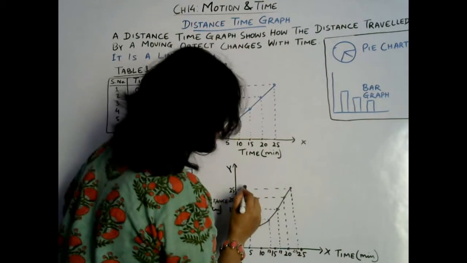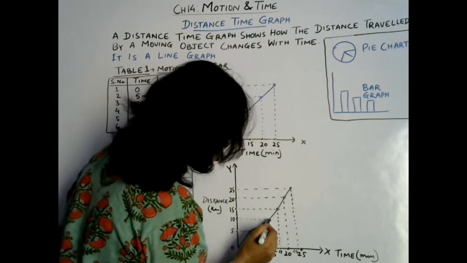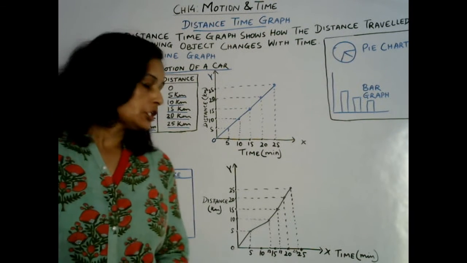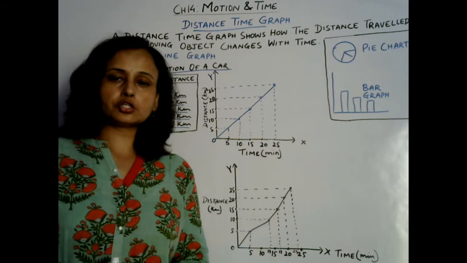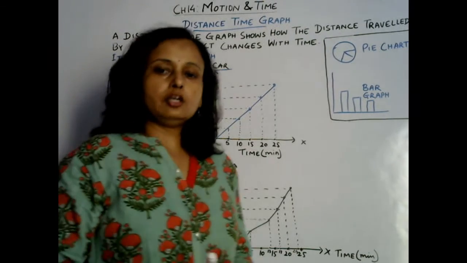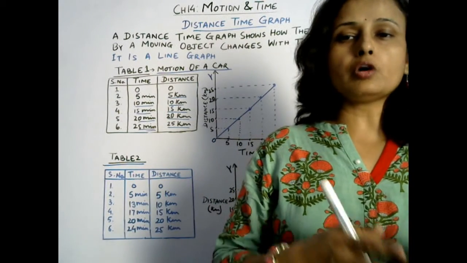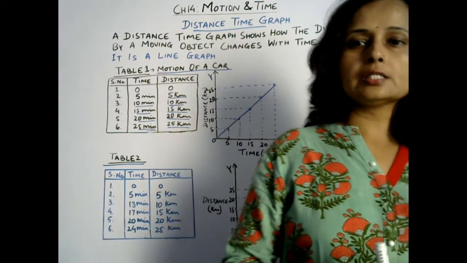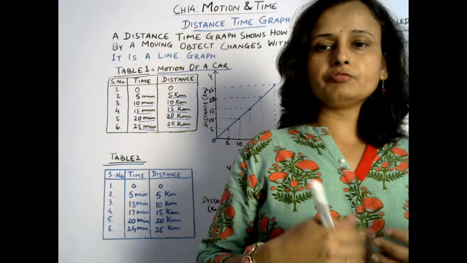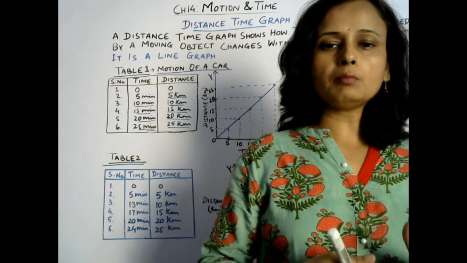So after drawing a dotted line and putting a dot, and after joining those dots, we can get such a line. This is not a straight line. So this vehicle is not showing a straight line in the graph. So this vehicle is in non-uniform motion. That means this vehicle is not covering equal distance in equal intervals of time. It is taking different time for the same distance. So that is why this is a non-uniform motion.